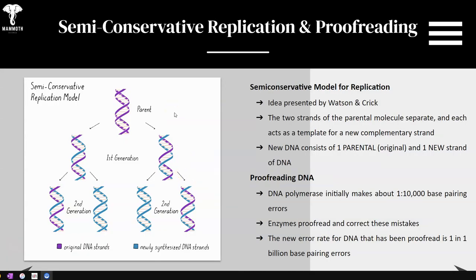Now, we call this model of replication the semi-conservative replication or proofreading model. This semi-conservative model of replication idea was presented by Watson and Crick.